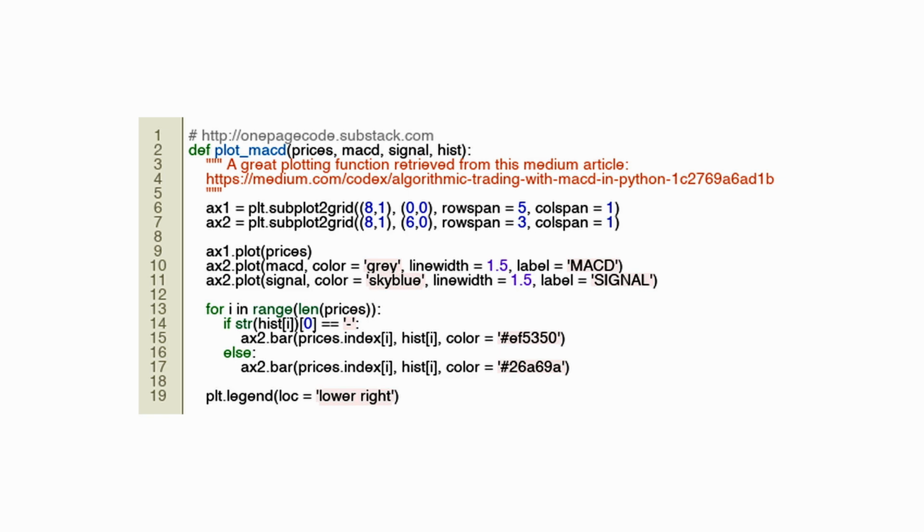Additionally, a legend is included in the lower right of the plot to help differentiate between the MACD line and the signal line. The plot is likely intended to be used as part of a larger algorithmic trading strategy that utilizes the MACD indicator, which is a popular technical analysis tool used to detect changes in the strength, direction, momentum, and duration of a trend in a stock's price.